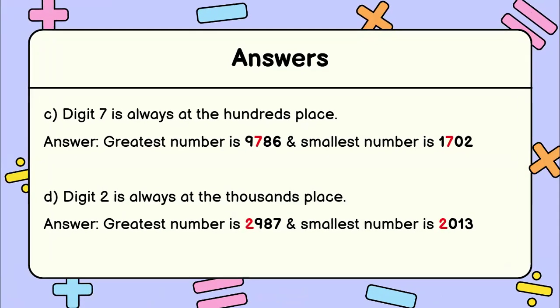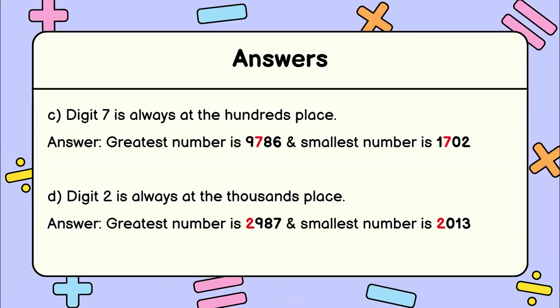This is easy, right? These conditions help us, so half of our worry is over. Now, see, digit 7 is always at the hundreds place. The greatest number that will be found will be 9786, and the smallest number will be 1702.